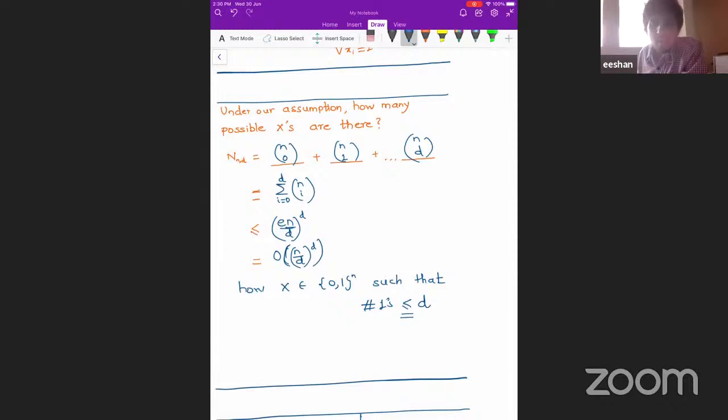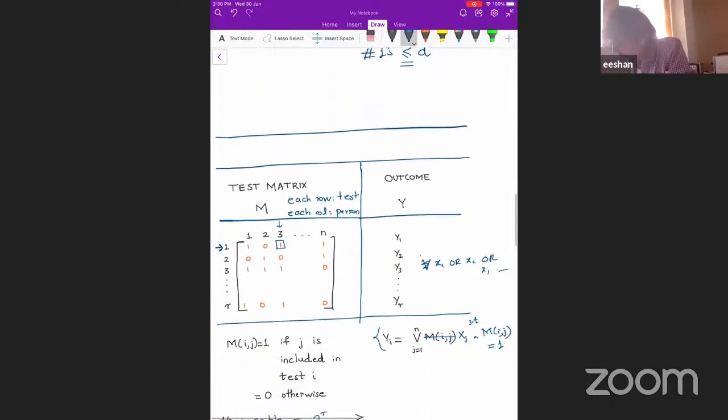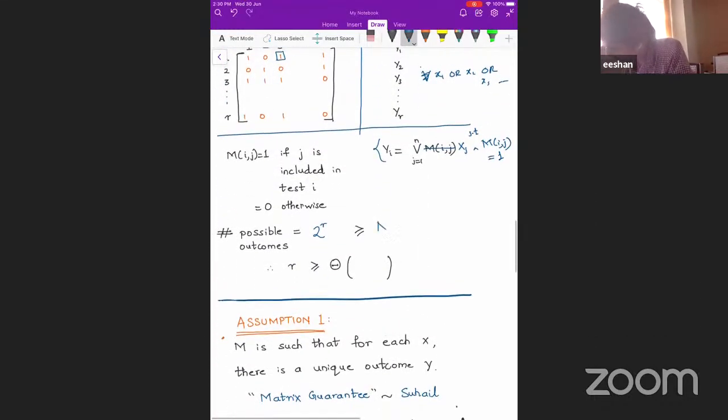It should be greater than or equal to the number of possible X's. Exactly, at least this much. We evaluated the total number of possible X's under the assumption, so it has to be greater than or equal to that. I'll skip the subscript and just write it as capital N. And why is it so? Because had it not been the case, then, let's think of it this way.